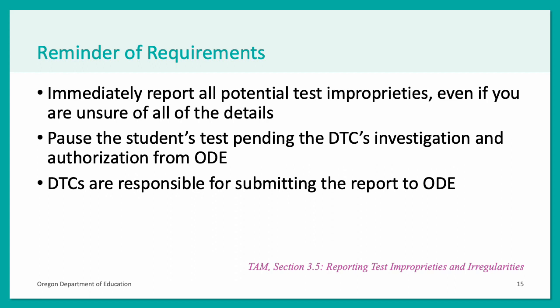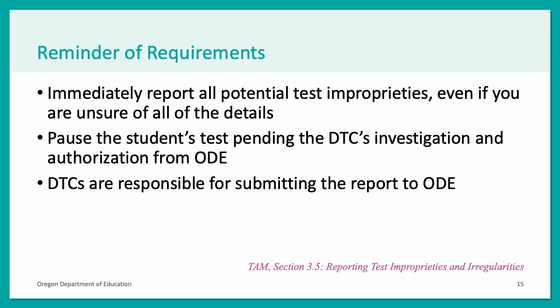Typically, TAs or other staff who may observe what they believe to be a test impropriety or irregularity report the incident to their school test coordinator. School test coordinators then report to the district test coordinator, who makes the formal initial report of a potential test impropriety or irregularity to ODE Test Security. The district test coordinator is responsible for coordinating with ODE and conducting any necessary investigations.